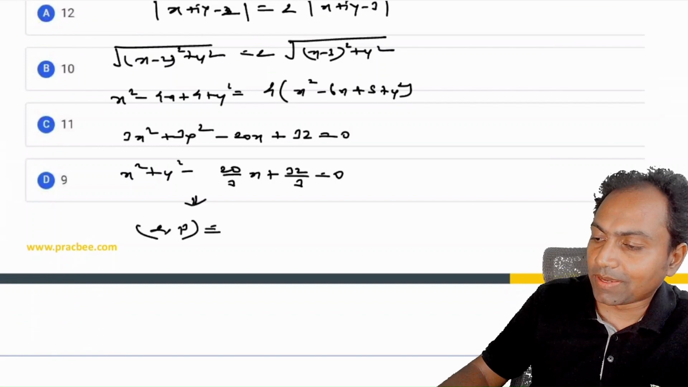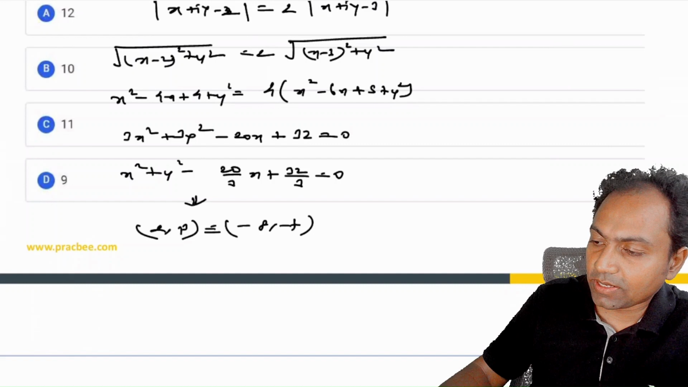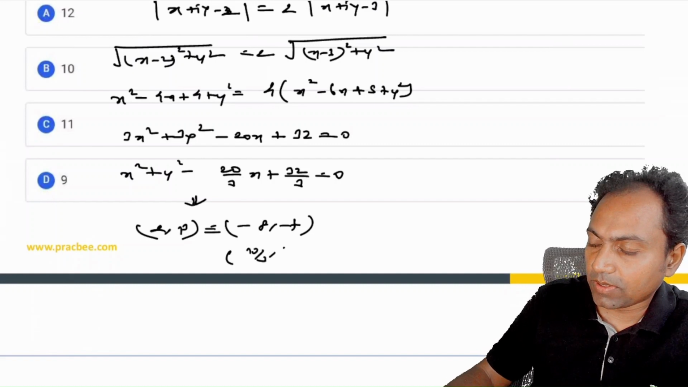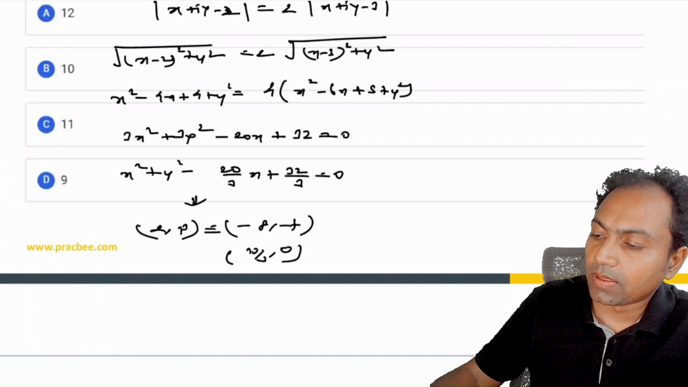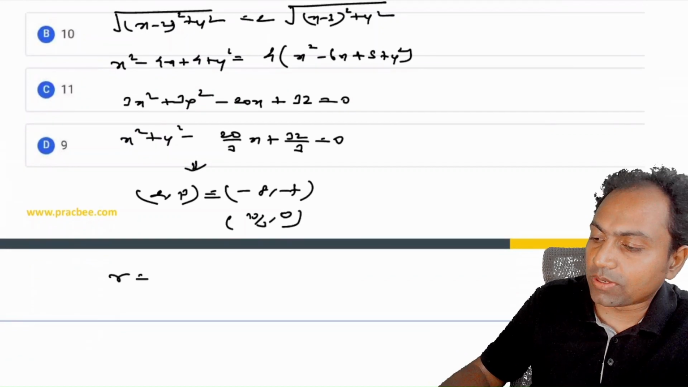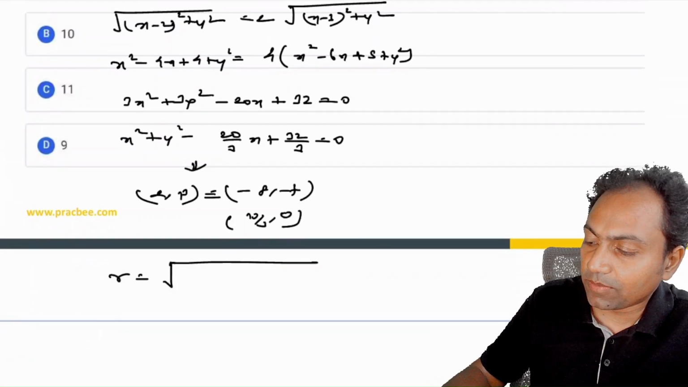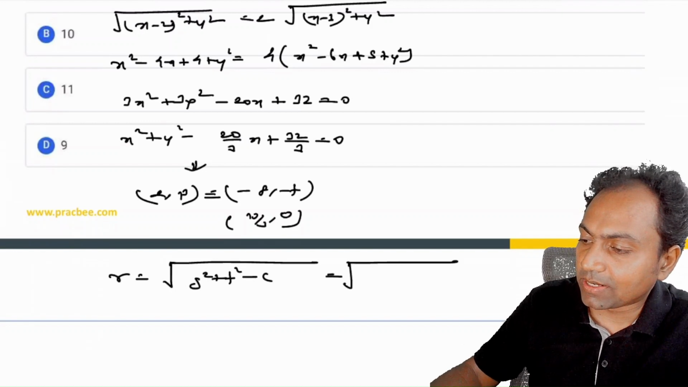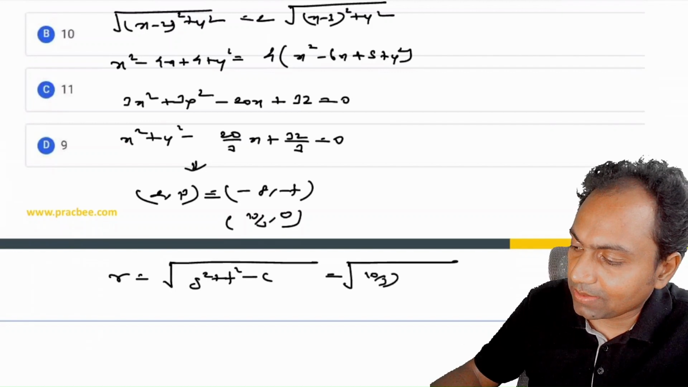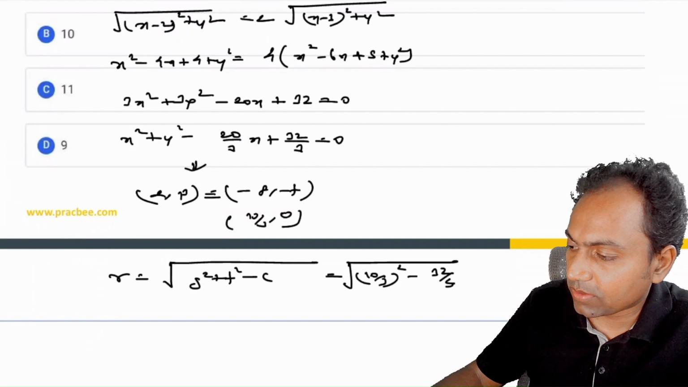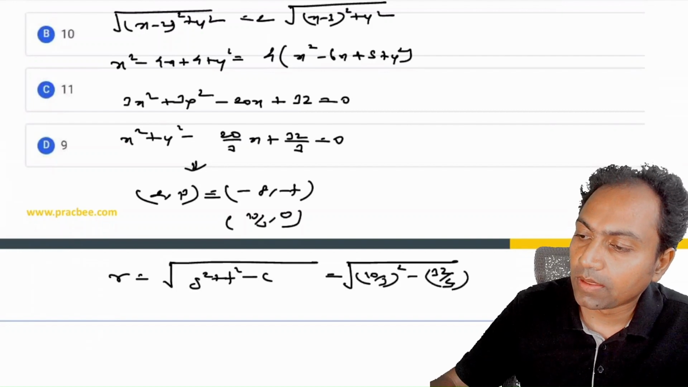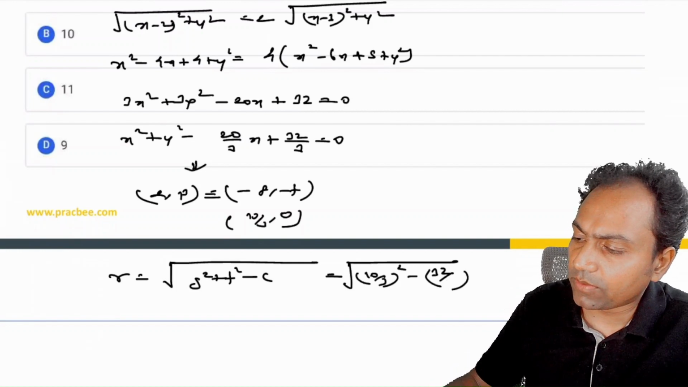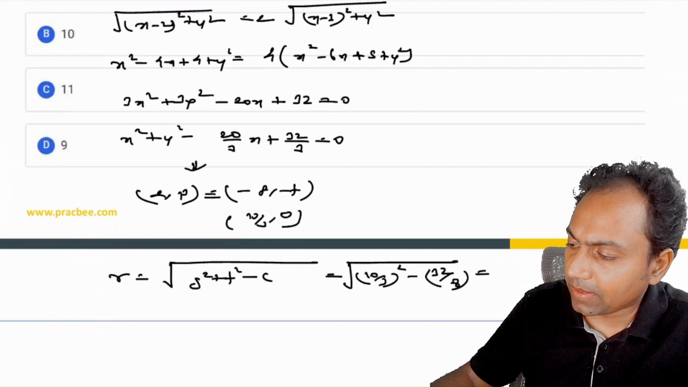Once you have done this, now if you find the center of the circle alpha comma beta, it is nothing but minus g comma minus f. That comes out to be nothing but 10 by 3 comma 0. And if I want to find the value of r, or the radius, or the gamma in this case, it is nothing but root of g square plus f square minus c. So that comes out to be nothing but 10 by 3 whole square minus 32 by 3. Once you do this and figure out the value of gamma, it will come out to 2 by 3.